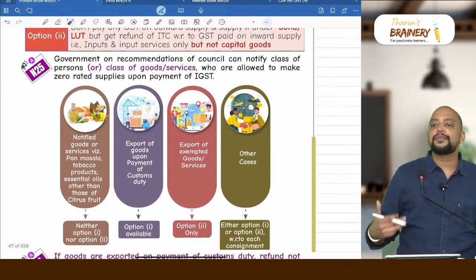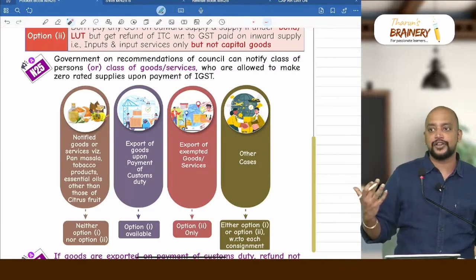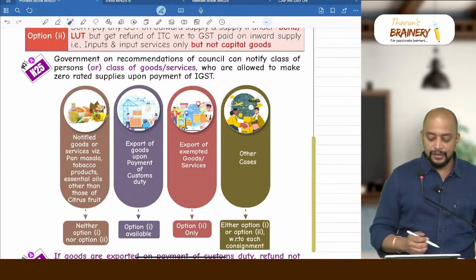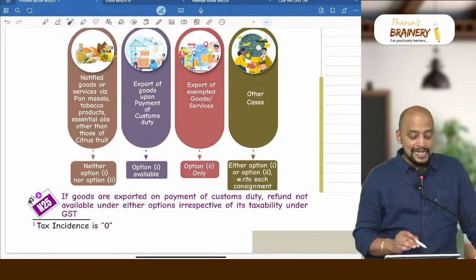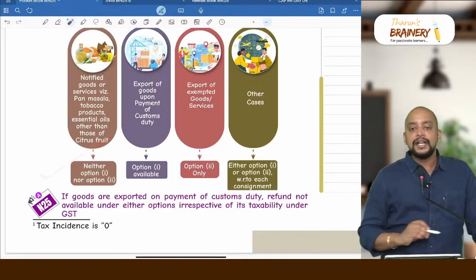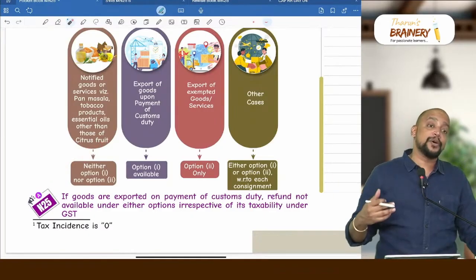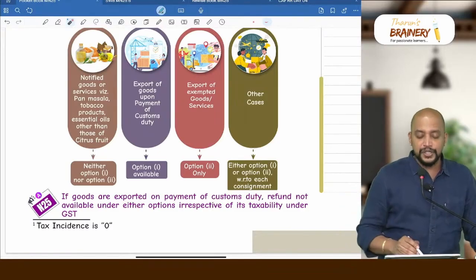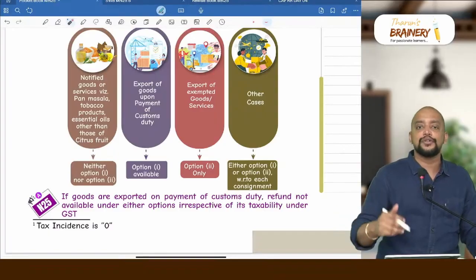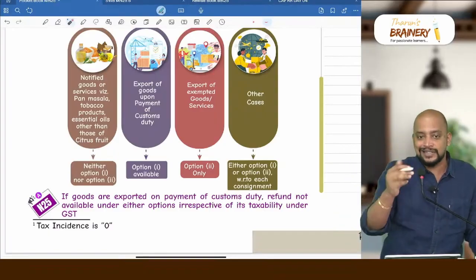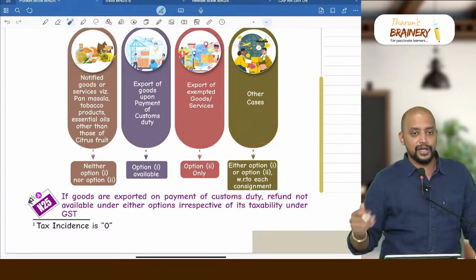And the government, on the recommendations of the Council, can specify certain categories of goods or services or notified classes of suppliers for whom refund is not available. Accordingly, there are some notified goods or services like pan masala, tobacco and tobacco products, essential oils other than those of citrus fruit. Neither option 1 nor option 2; both options are not possible. If it is export of goods upon payment of customs duty, then only option 1 is available, option 2 is not possible. Suppose it is export of exempted goods, option 1 is not possible because there is no IGST, so naturally option 2 only. In all other cases, we can follow either option 1 or option 2.